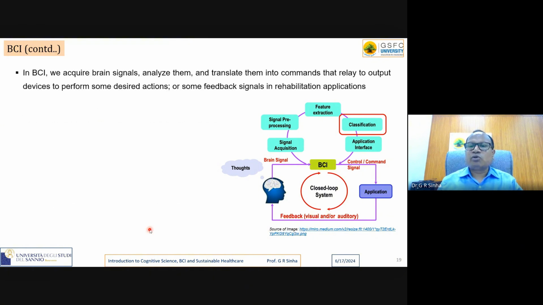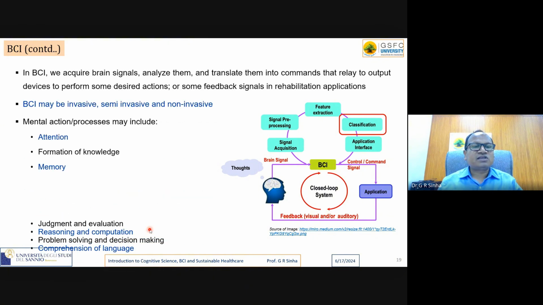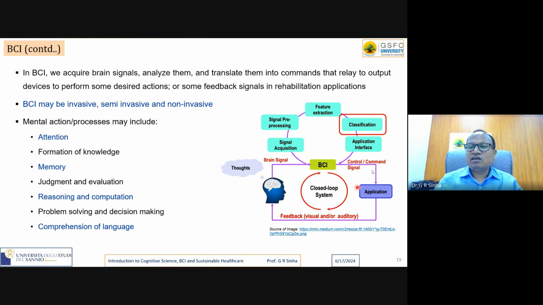So there is one more picture, and as you see here, it's almost a repetition. The signal is acquired, and the signal is pre-processed. I have explained why the signal is pre-processed. Then it goes to feature extraction. Then you classify those features. You go to the application interface, and then you use it for the particular application.